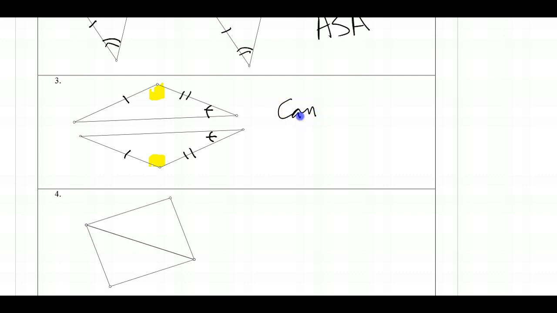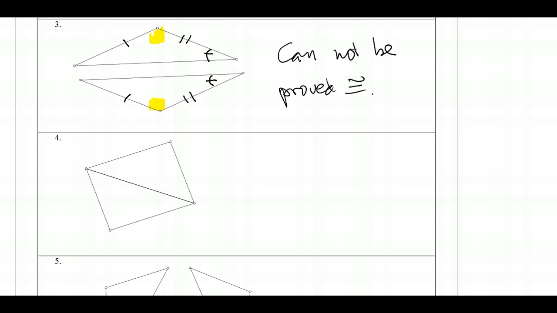So they cannot be proved congruent. Okay, and this is just based on the tick marks that we're given. Alright, let's take a look at number 4. Let's say I've got this angle and this angle, and then this angle over here, and this angle over here. Alright, so go ahead and pause the video, see if you can come up with a method.